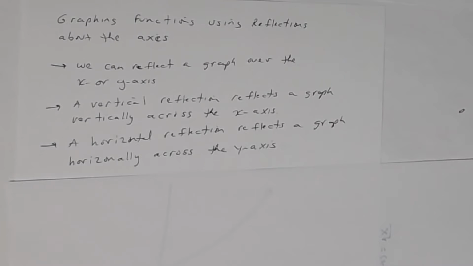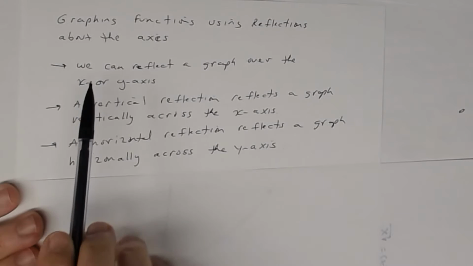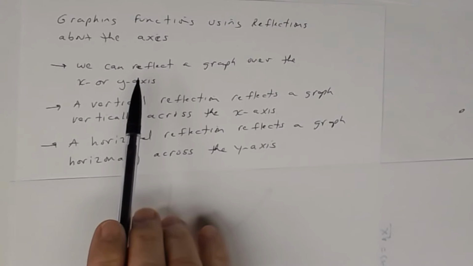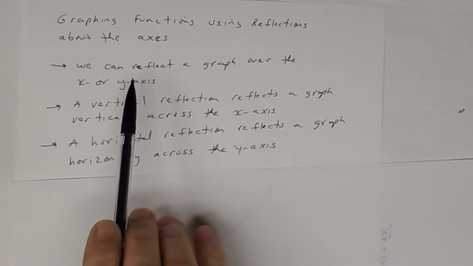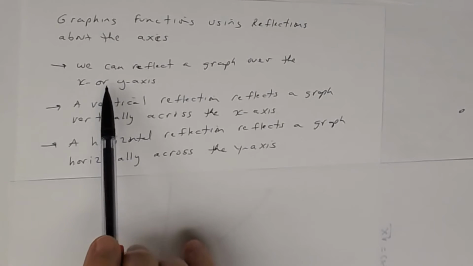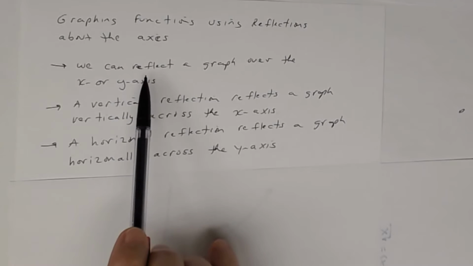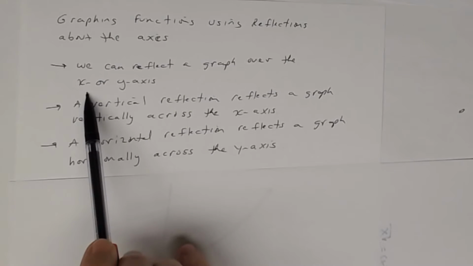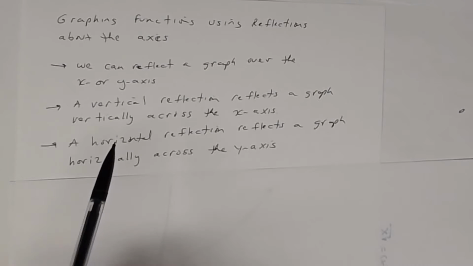Okay, so in this lesson, we're going to look at graphing functions using reflections about one of the axes, so either the x-axis or the y-axis. Another transformation besides shifting horizontally or shifting vertically is reflection. We can reflect a graph over either the x-axis or the y-axis.